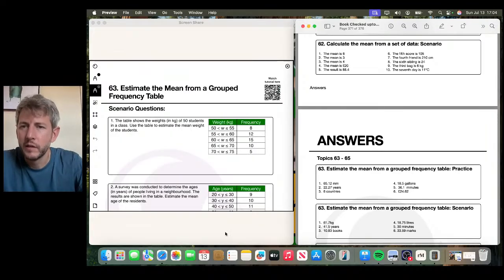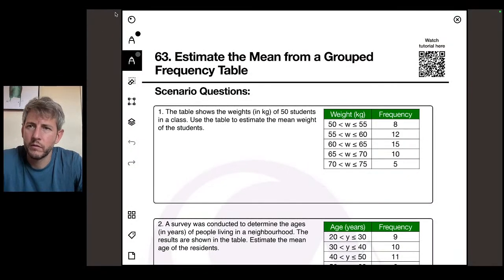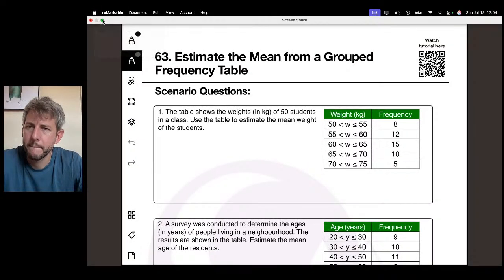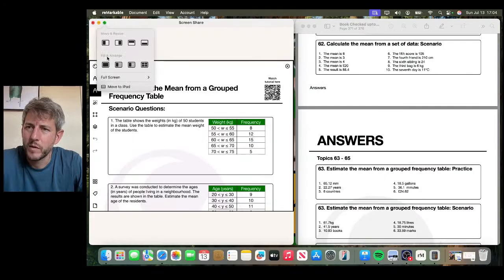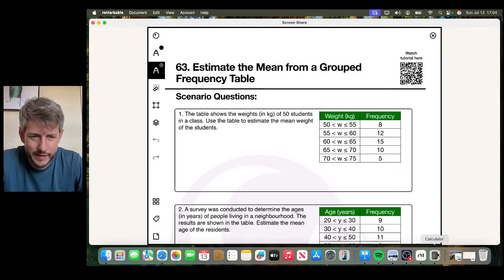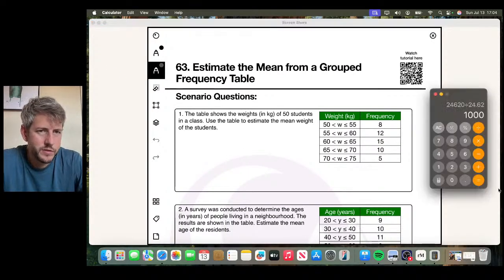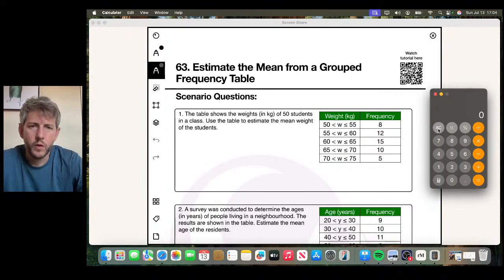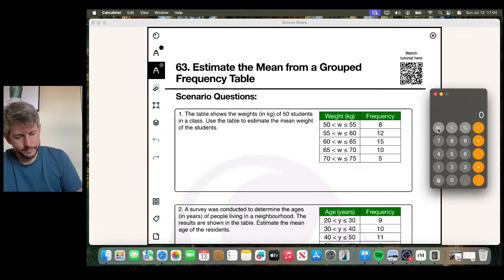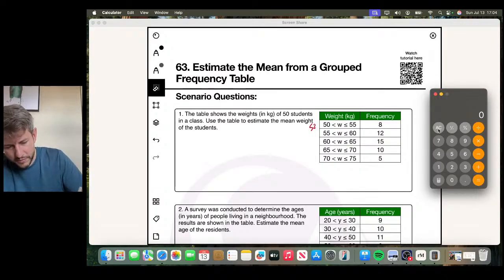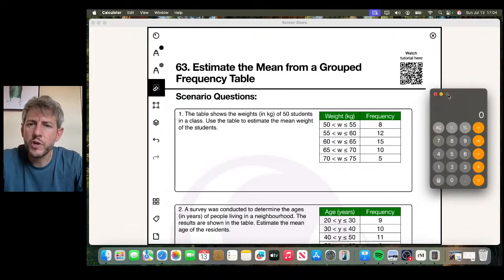All right. So again, it's going to be the same principle. We're going to need to be able to use the calculator, so just do that here. Right, so 52. Let's read the question first. The table shows the weights in kilograms of 50 students in a class. Use the table to estimate the mean weight of the students.